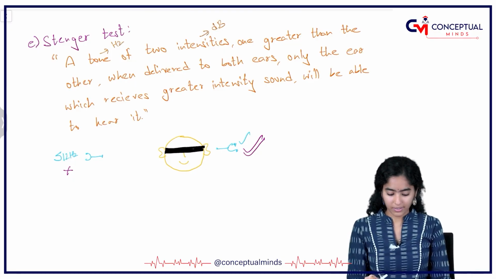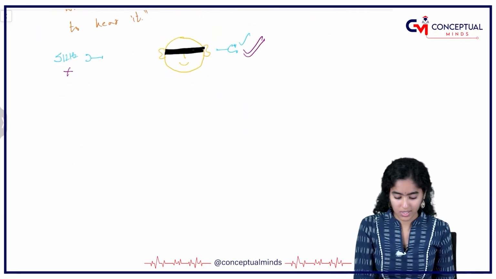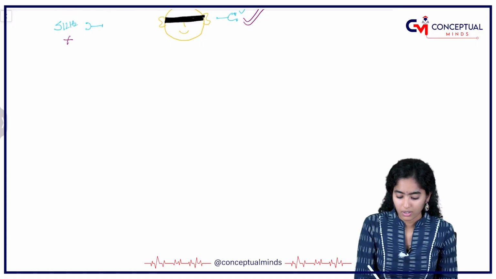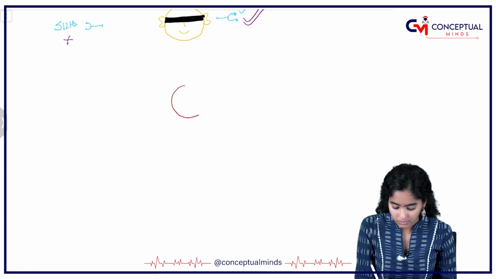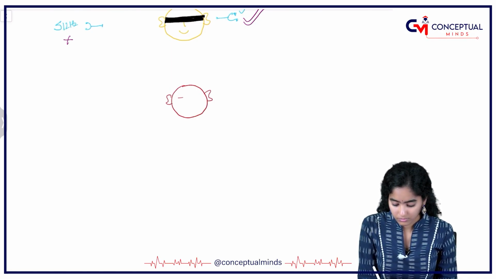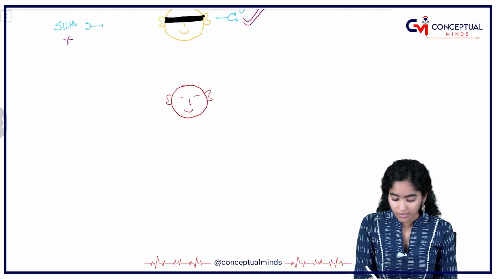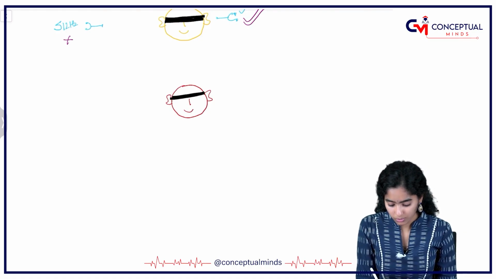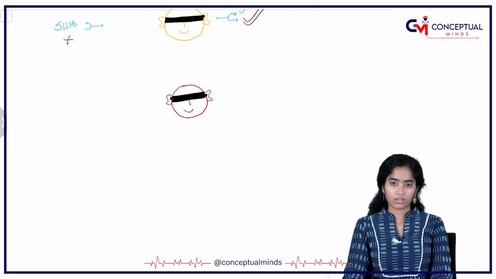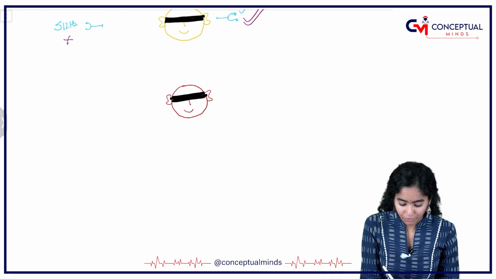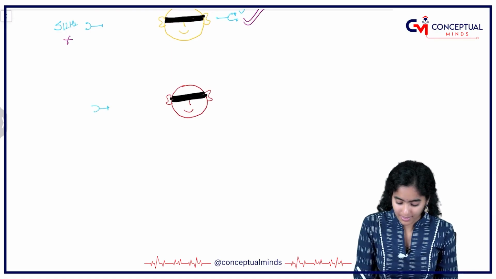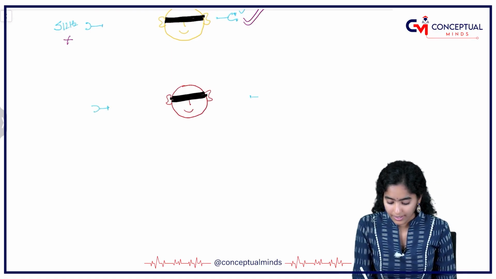Next comes our malingerer and let us see how he deals with the situation. So this is the malingerer. We have blindfolded him also. And what we did is, first we put two tuning forks at equal distances, equidistant.